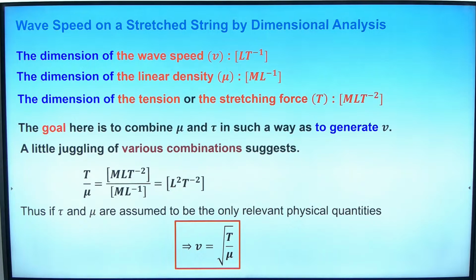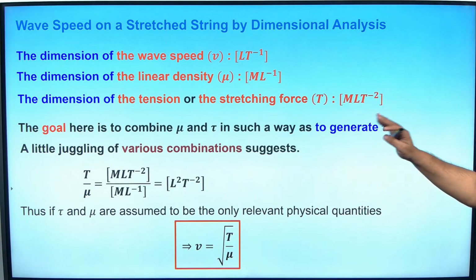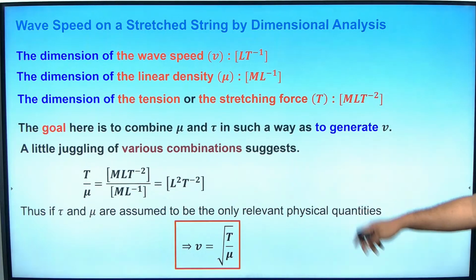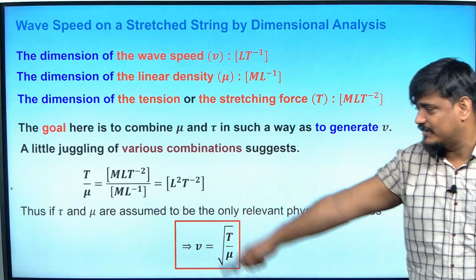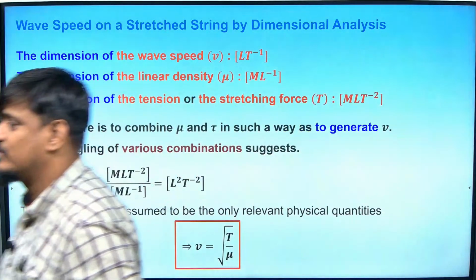You need not write all these things, Sanjeet. These are little juggling of various combinations that I have written. You need not write them. Just write this and write directly this thing. In the exam, if you write all these things, they will cut marks for that.